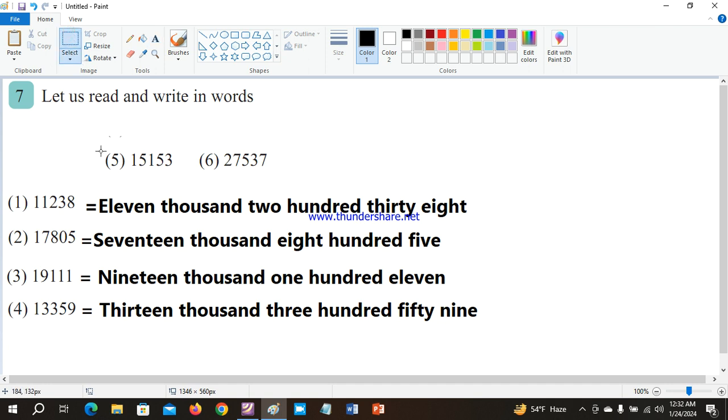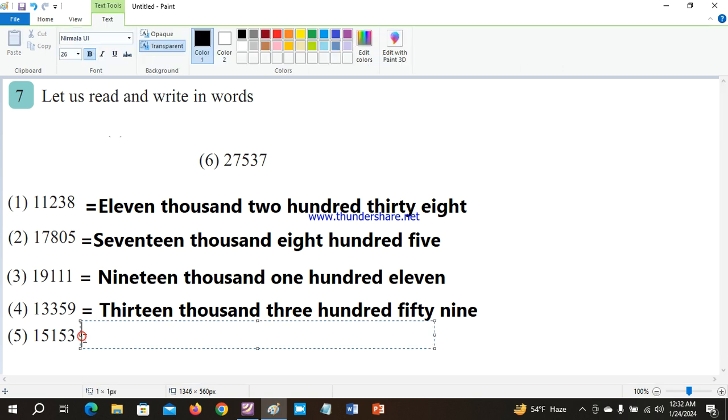And now problem number 5. Look very carefully: ones, tens, hundreds, thousands and ten-thousands. Here ten-thousands and thousands together is called thousand, and that is 15,000. 15,000, 100, 153.